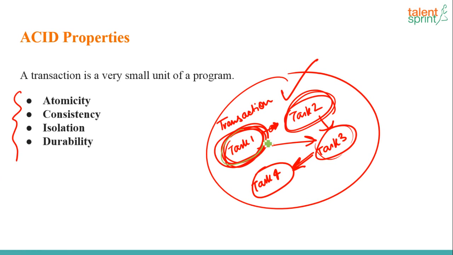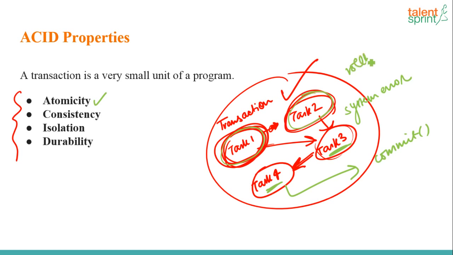Let's say you start at task 1, you do task 2, and suddenly some system error happens and you are not able to do task 3 or task 4. It stops after task 2. So what atomicity says is that either you complete 3 and 4 and then commit the changes after 4, or you roll back and go back to the 0 state, right? You cannot be midway.